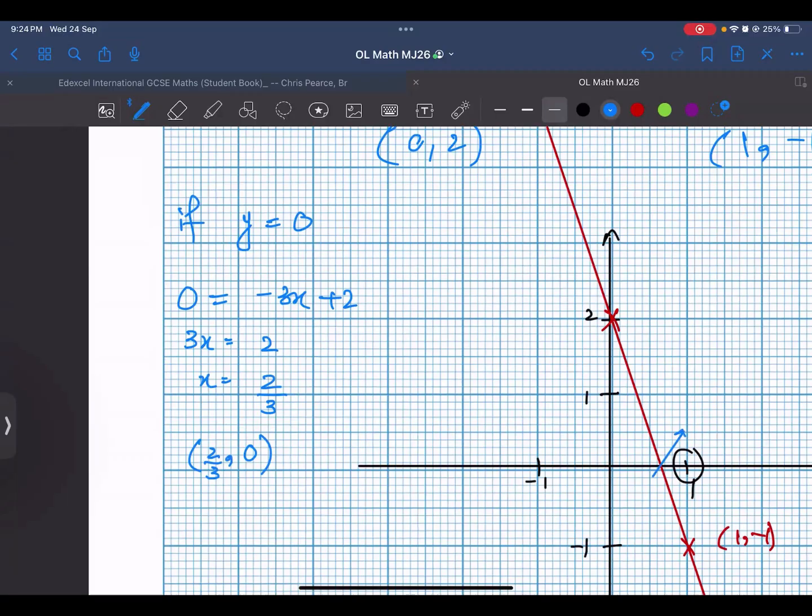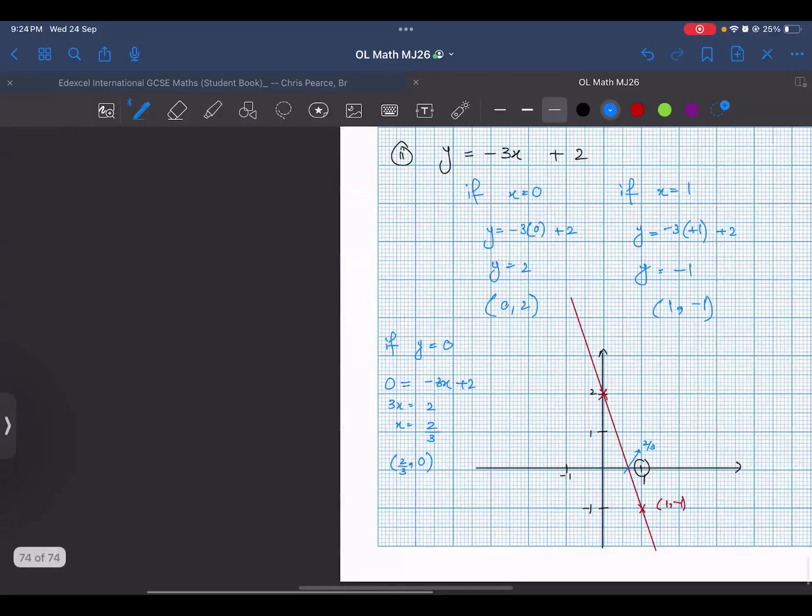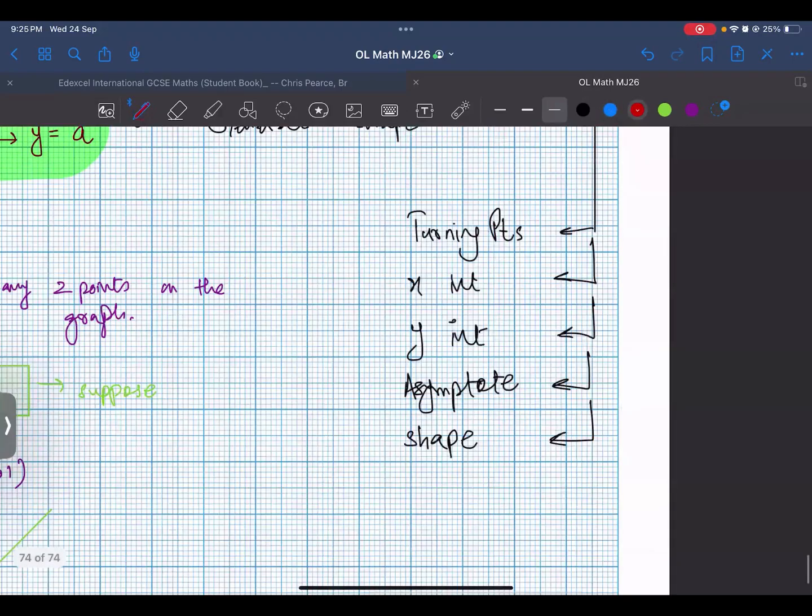I found the x-intercept. At the x-intercept the value of y is 0. Let me write this down. When you're trying to find the x-intercept, your y value is 0. When you're trying to find the y-intercept, your x value is 0.